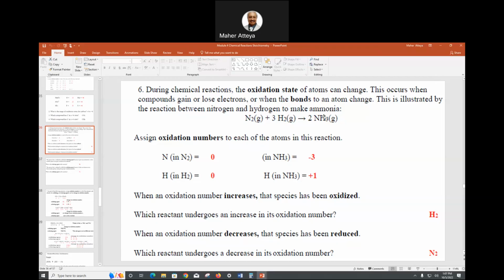So what is the oxidation number? Oxidation number is a charge that's carried by an element, correct? And this charge is called oxidation number. It can be positive or negative. That's what I mean by oxidation number.